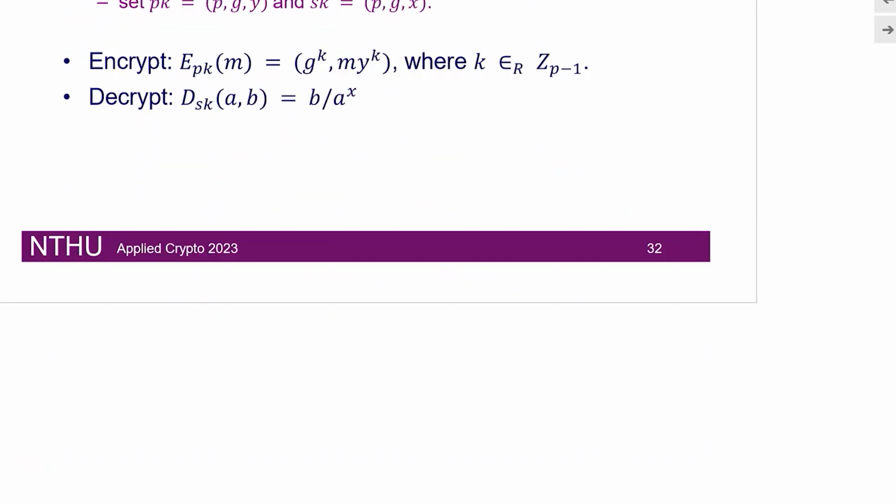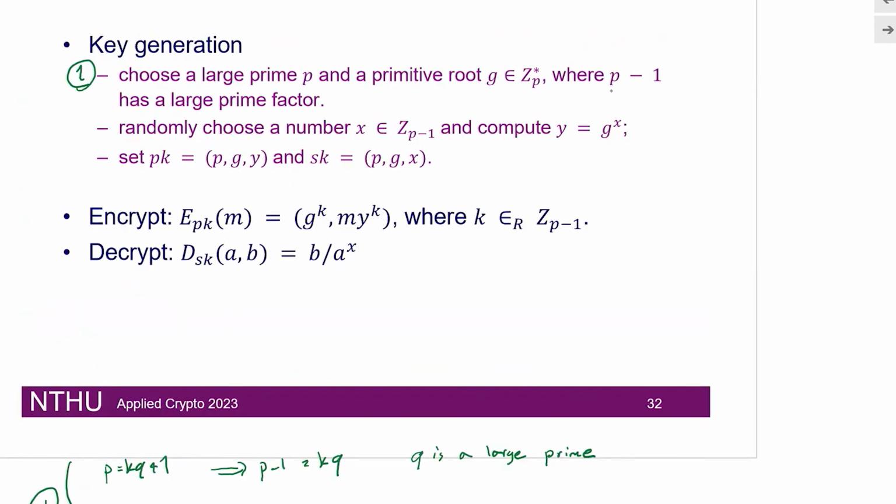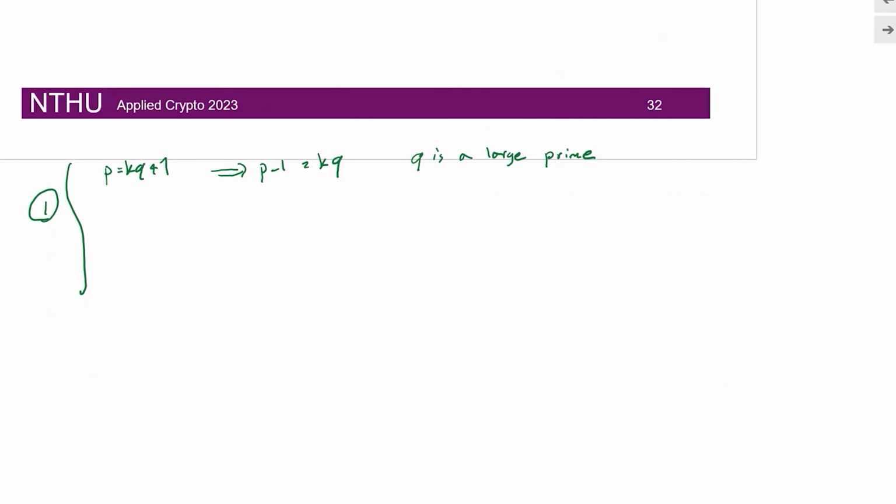So let me expand on this step number 1, how we can do so. He's asking that p should look like kq plus 1, right? Because if that is the case, then p minus 1 equals k times q, and we know that q is a large prime. So going back to the description where p minus 1 has a large prime factor, this is what we are looking for, because there's a huge subgroup over here.